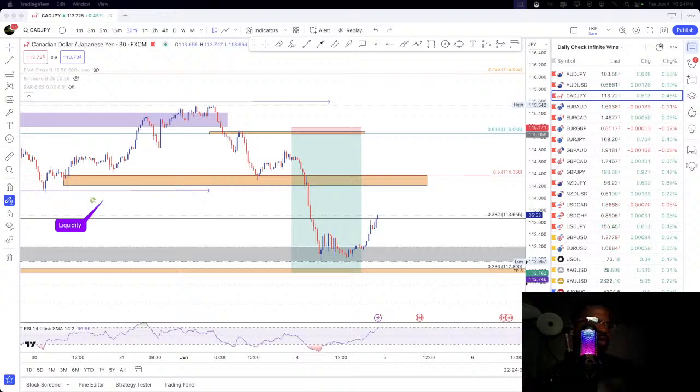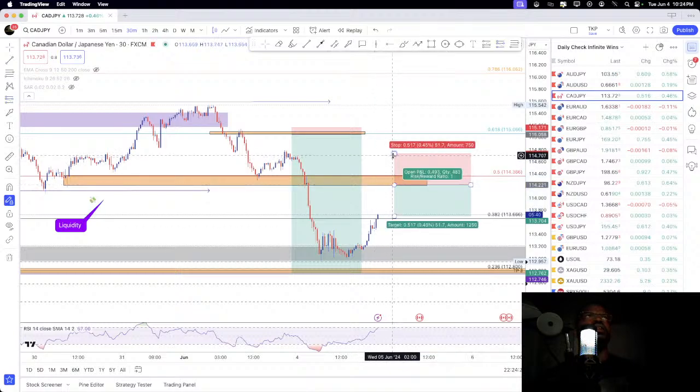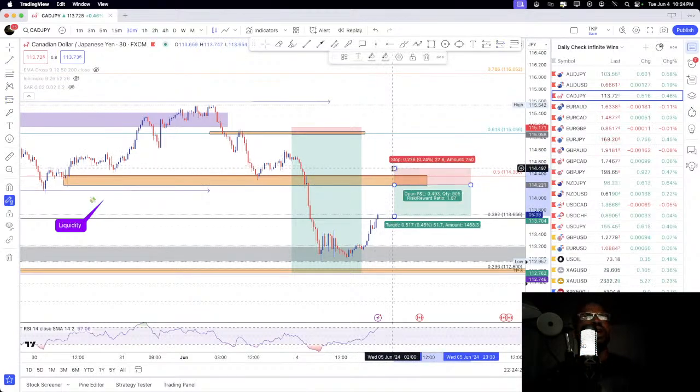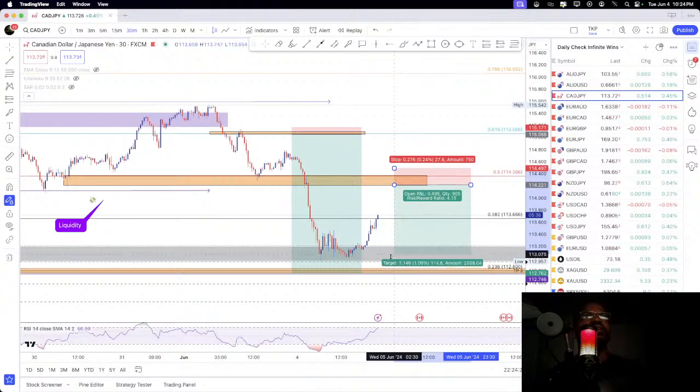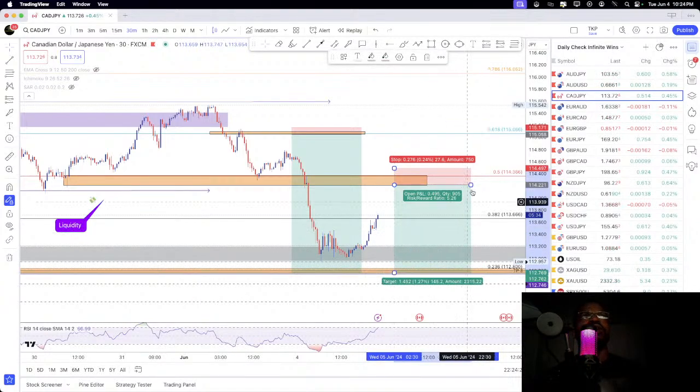Okay, gold went up a little. All right, cool. And we're gonna set another sell limit right here. Put this stop loss above the high here. We're gonna drag this thing down. Okay, we're gonna check out the AUD sell limit. So CAD.